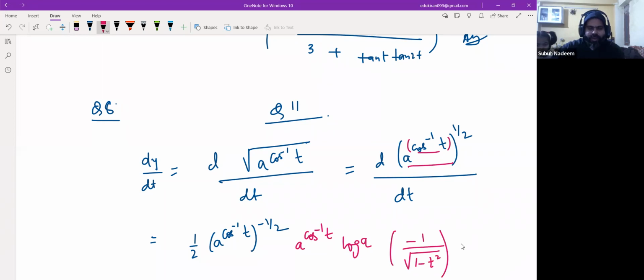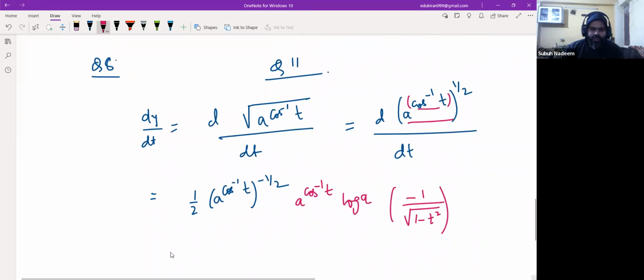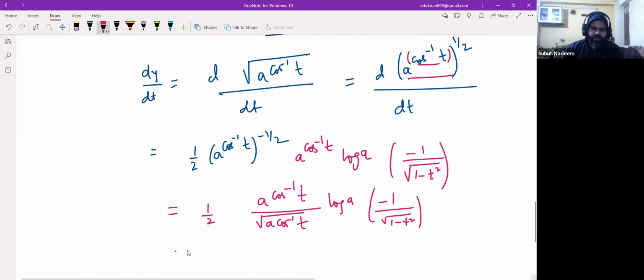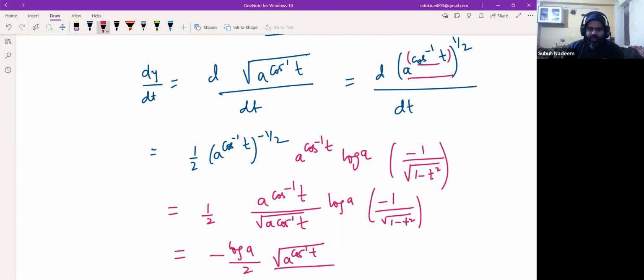So finally, what we get here is half, a to the power cos inverse t, this is square root of a to the power cos inverse t in the denominator, log of a into minus 1 by root over 1 minus t square. So when we simplify, this will become log a by 2 into square root of a to the power cos inverse t, into minus sign will be outside, by root over 1 minus t square. So this is what we are going to get.